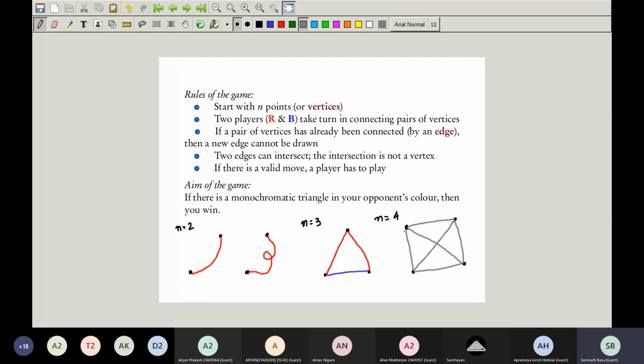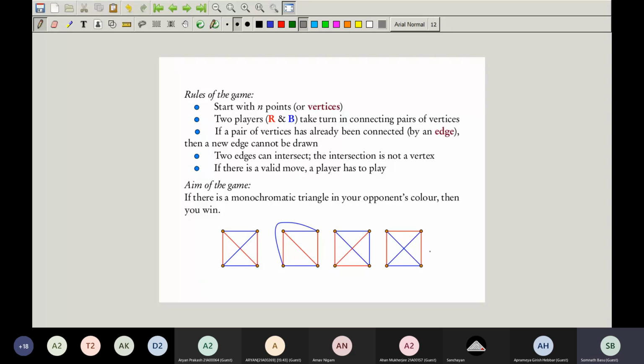So this is the underlying board on which the game is being played, and then every player colors one of these edges or pathways red or blue, and the aim is to ensure that your opponent gets a blue triangle or a red triangle, and if it happens, then you win. Okay, so let's see some configurations for n equal to 4. What happens? So this is what happens.